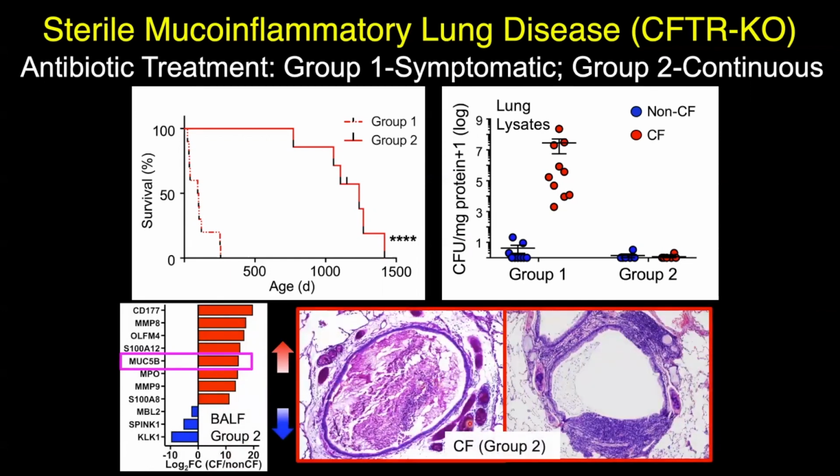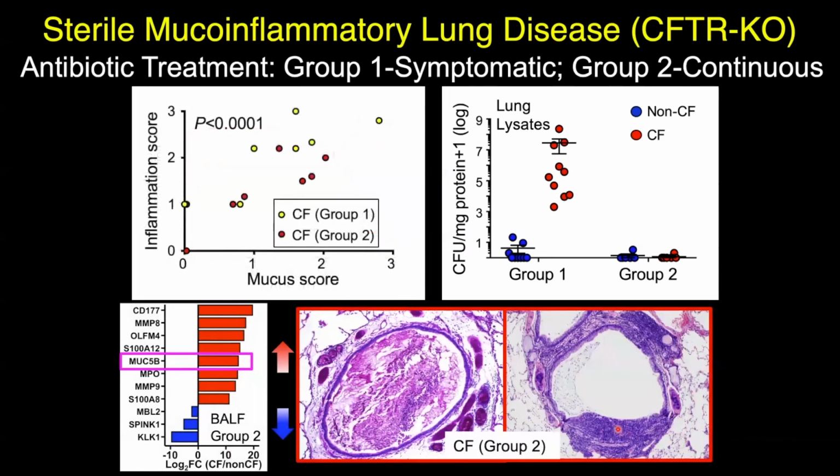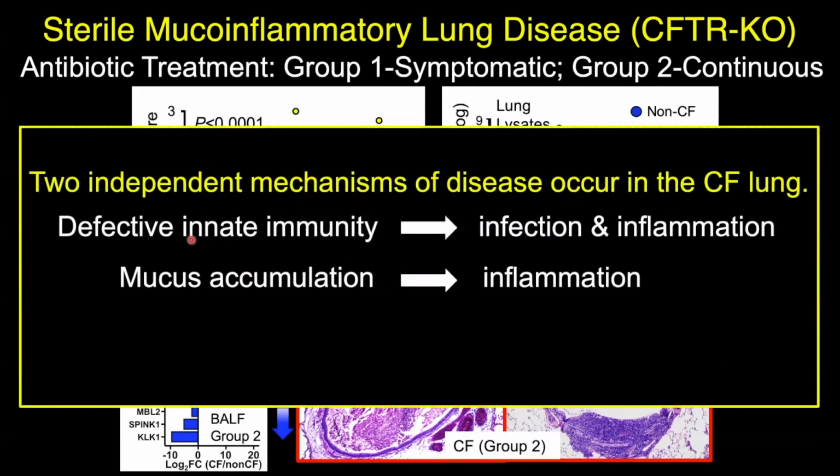And importantly, even continuous treatment with antibiotics did not protect the lung from bronchiectasis, mucus occlusion, and a significant amount of inflammation. And in the 2 groups, these correlated significantly between mucus scores and inflammation scores using a histological index. So there appear to be 2 independent mechanisms of disease that occur in the CF lung: defective innate immunity that leads to infection and inflammation, and mucus accumulation that leads to inflammation.